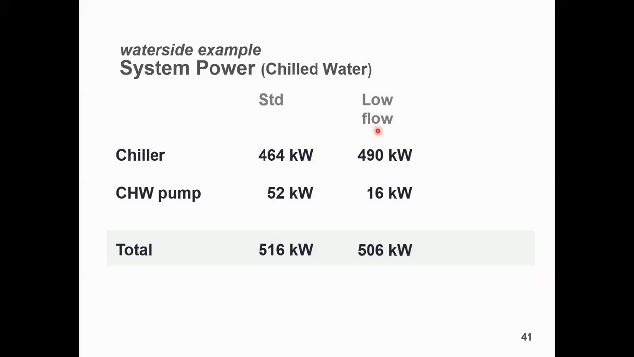Now see what is the cumulative effect. The chiller was 464 kilowatt with low flow, it becomes 490 kilowatt. The chill water pump was 52 and now becomes 16. So overall, you see this is the effect, which was the savings on the chill water side only.